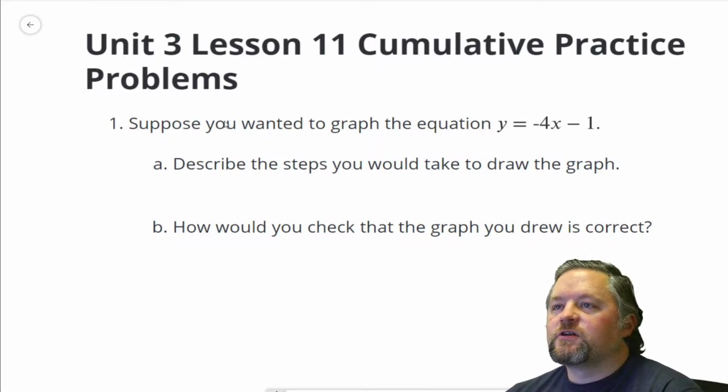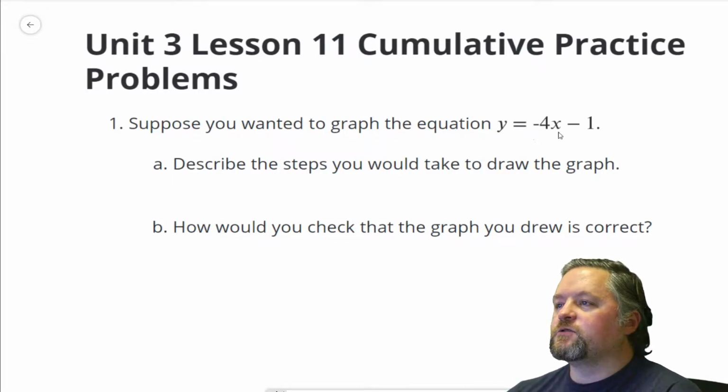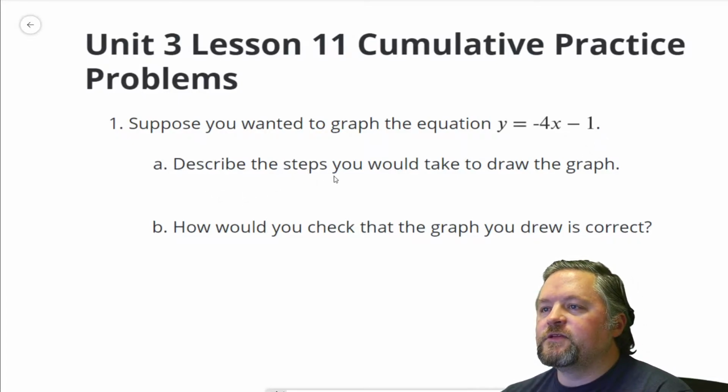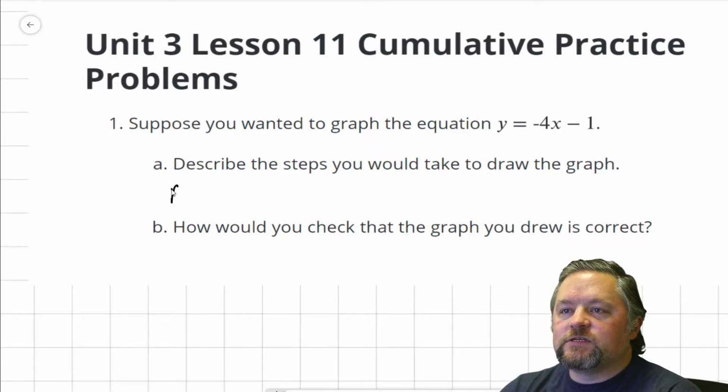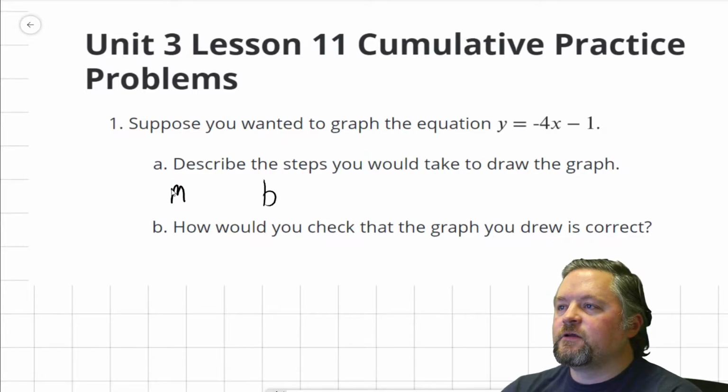Our first question here: suppose you wanted to draw the graph of the equation y equals negative 4x subtract 1. Describe the steps you would take to draw the graph. The first thing I would do is identify the slope and the y-intercept. The slope is negative 4. The y-intercept is negative 1.